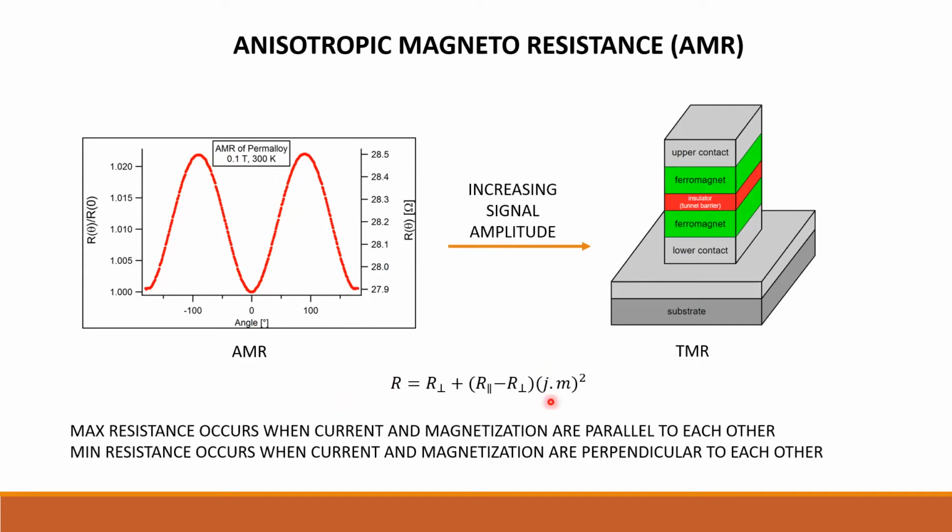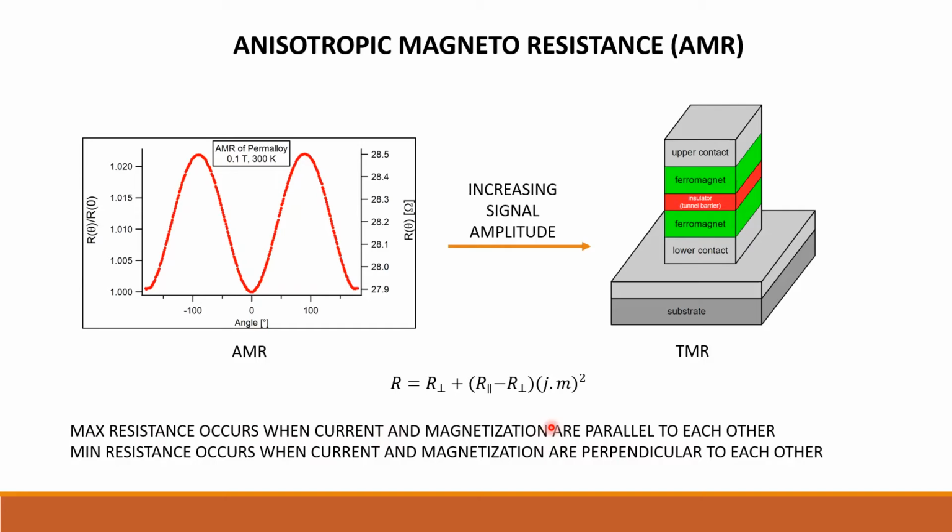So this is the equation of AMR. It is a well-defined equation, and according to this equation, we can suggest that maximum resistance occurs when the current density vector and magnetization are parallel to each other, and also minimum resistance occurs when the current density vector and magnetization are perpendicular to each other.